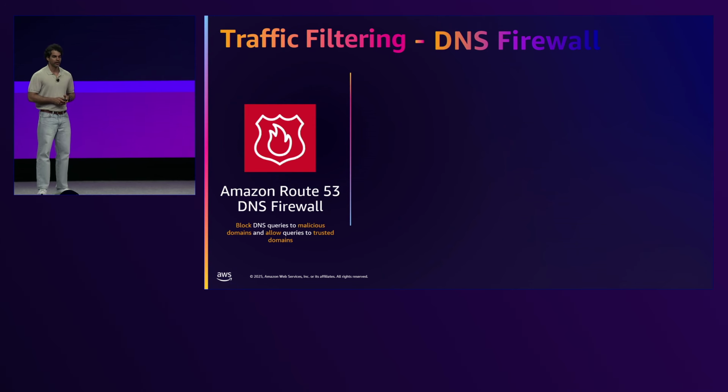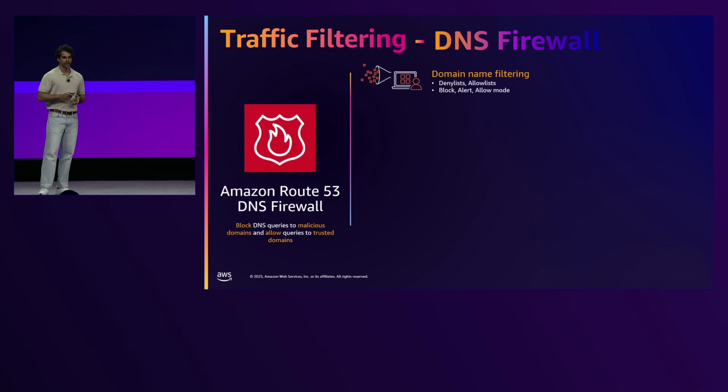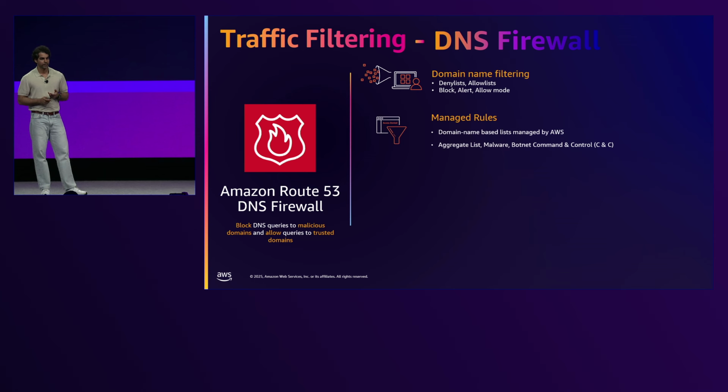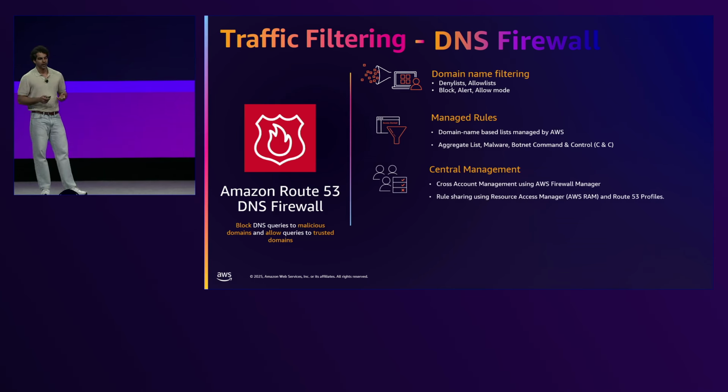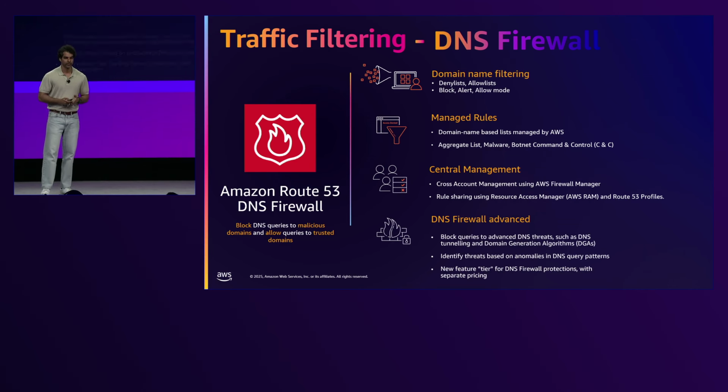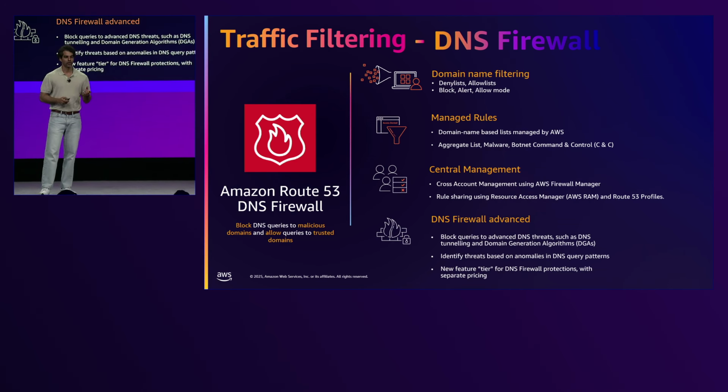Now, jumping into DNS firewall. DNS firewall is for blocking DNS queries to malicious domains. You can write deny lists or allow lists. We provide out-of-the-box managed rules, which you can get started with. Now, DNS firewall is enabled on a per VPC basis, so you enable DNS firewall on a VPC, but then you get centralized management through AWS Firewall Manager. And finally, we also have an additional tier called DNS Firewall Advanced, which lets you enable query blocking for advanced DNS threats like DNS tunneling.